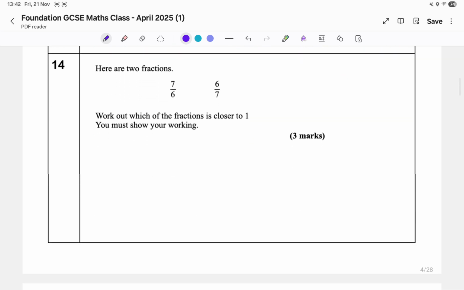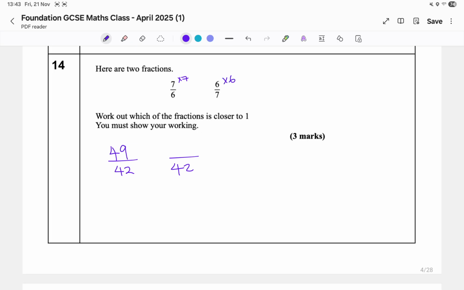Next question. Here are two fractions. Work out which of the fractions is closer to 1. This is a very common question that I've seen. First of all, we need to get the denominators to be the same, because we can't tell what's going to be bigger or not. So I can see a common denominator is going to be 42. 6 times 7 is 42, therefore 7 times 7 is going to be 49. 7 times 6 is 42, therefore 6 times 6 is 36.